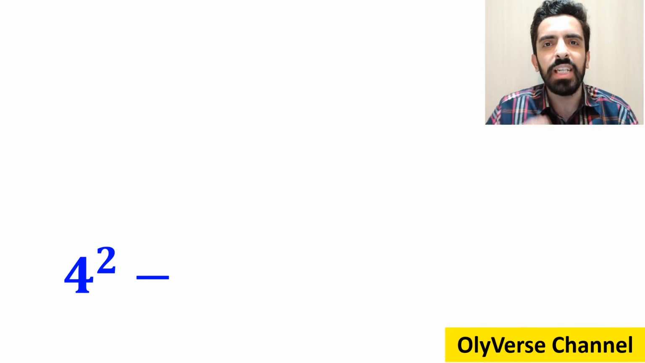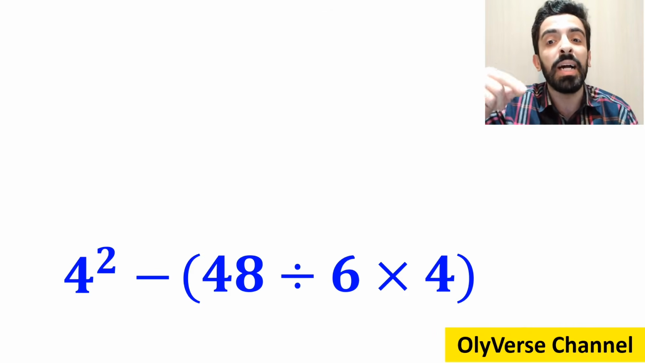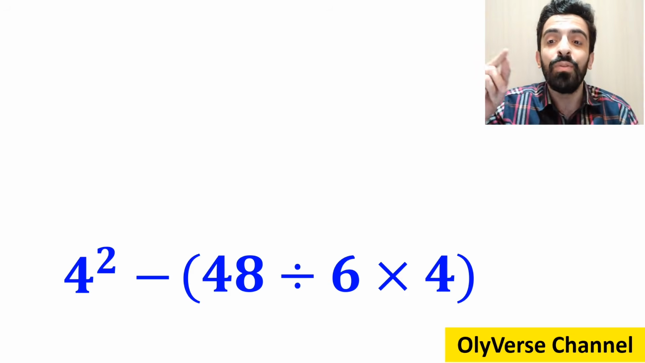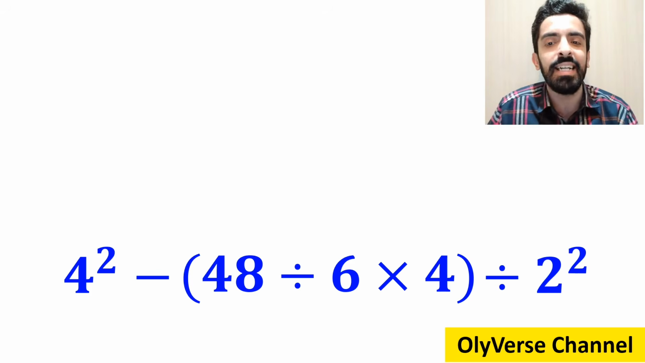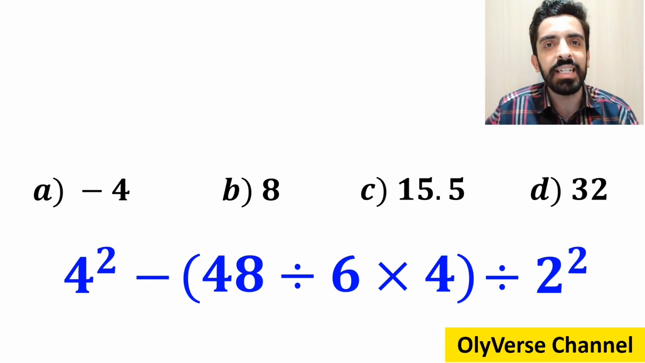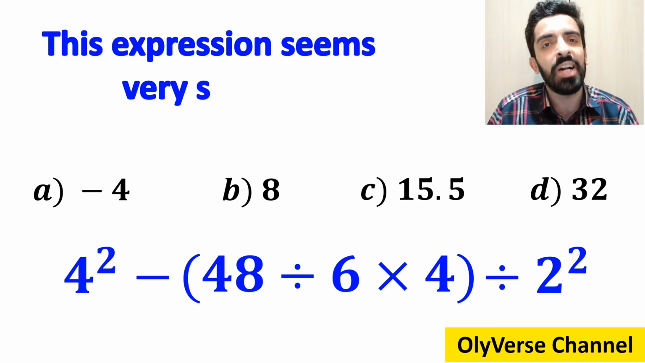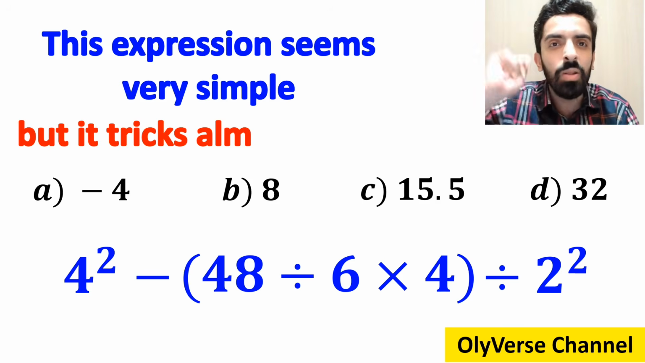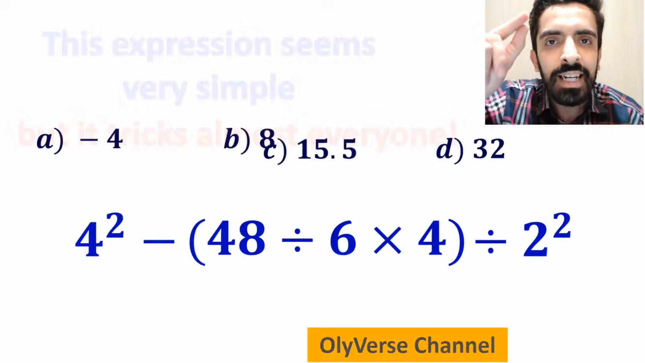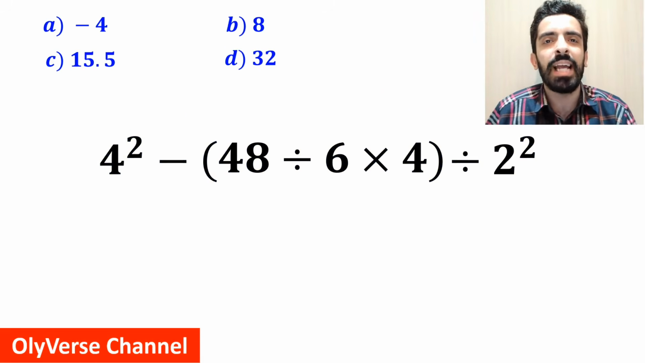What is the value of the expression 4 squared minus (48 divided by 6 times 4), then divided by 2 squared? Which option do you think is the correct answer to this question? This expression seems very simple, but it tricks almost everyone. Let's dive in and break it down step by step together.